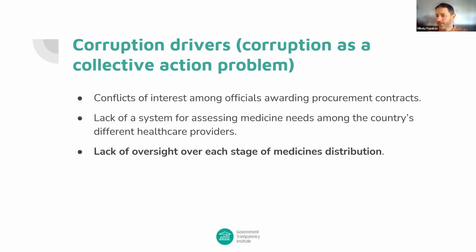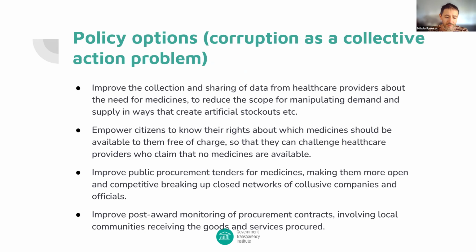The second set of corruption drivers we looked at falls under the collective action problem understanding of corruption. Here one key factor we identified is the lack of, or very weak, oversight of each stage of the medicine distribution process, in particular oversight by those who should receive these services. One of the standard prescriptions or solutions is to improve data transparency and monitoring of the full procurement cycle, from starting the tender to post-award, so actual delivery of the drugs and then distribution of the drugs.